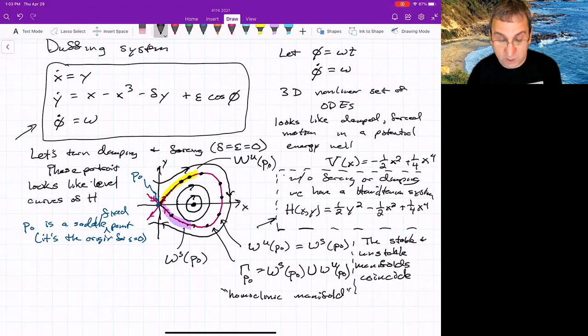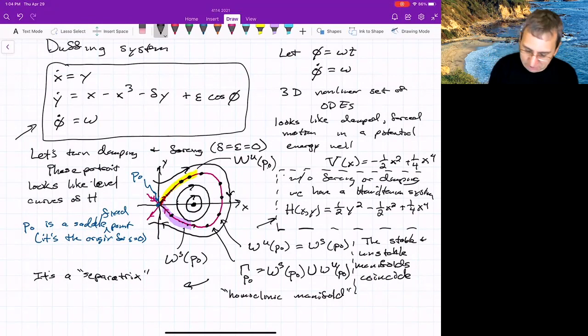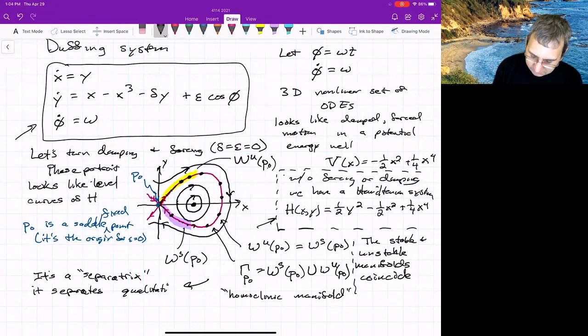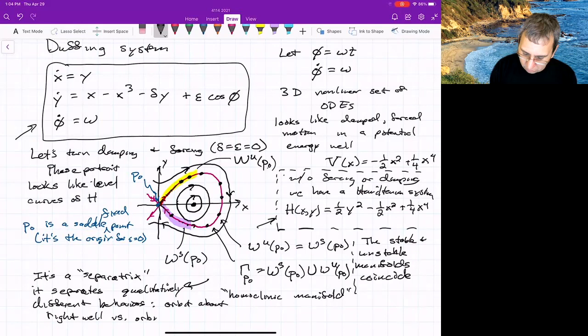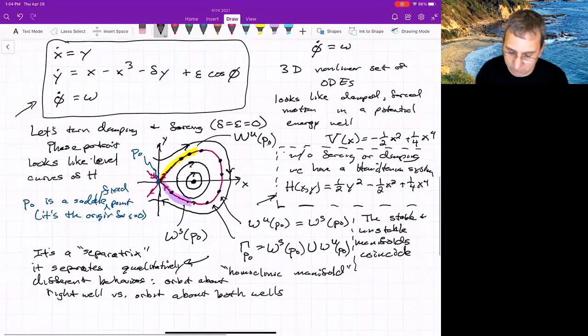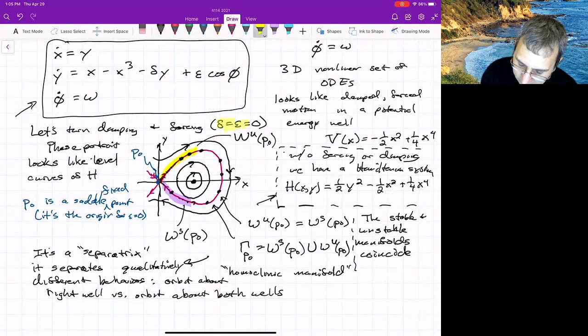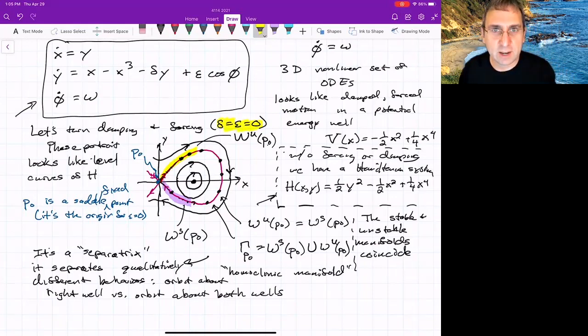It's also a separatrix because it separates two different types of behavior. It's a kind of a frontier that separates qualitatively different behaviors that we've already described: the orbit about the right well, periodic orbit, versus orbit about both wells. This was for the case that epsilon and delta are both 0. So no damping and no forcing.